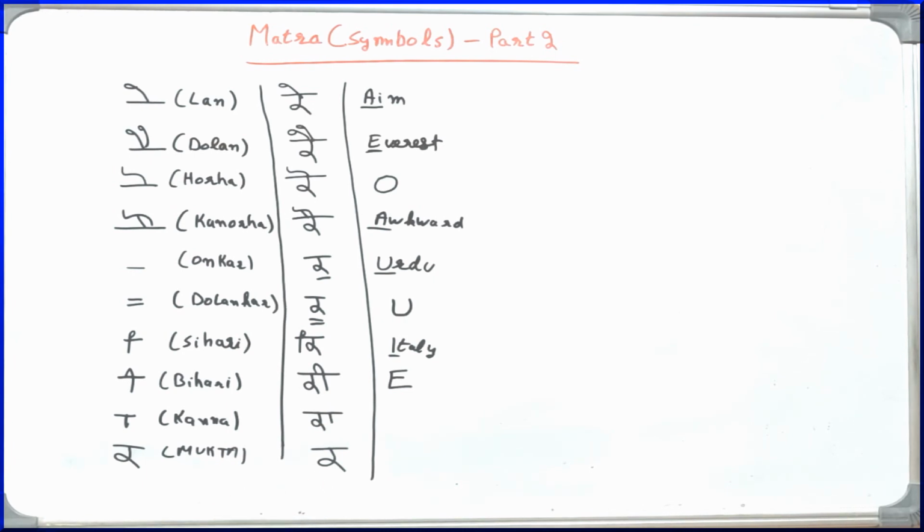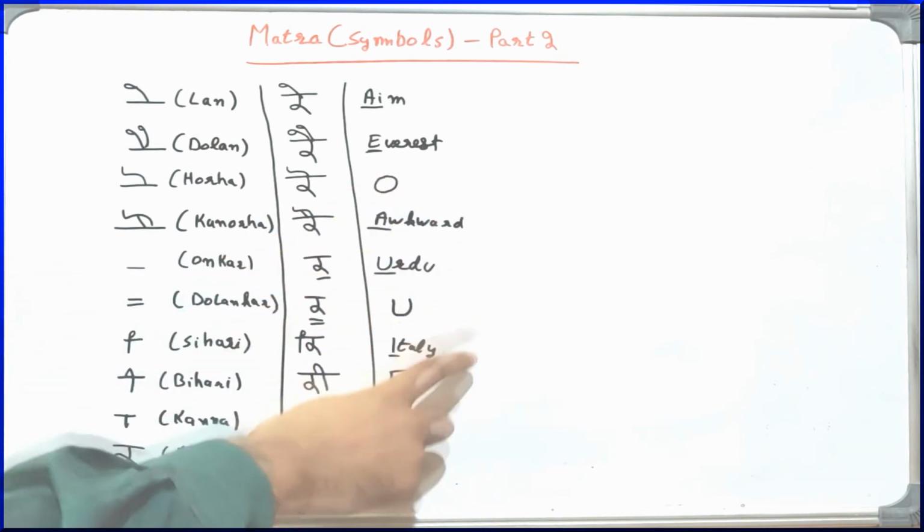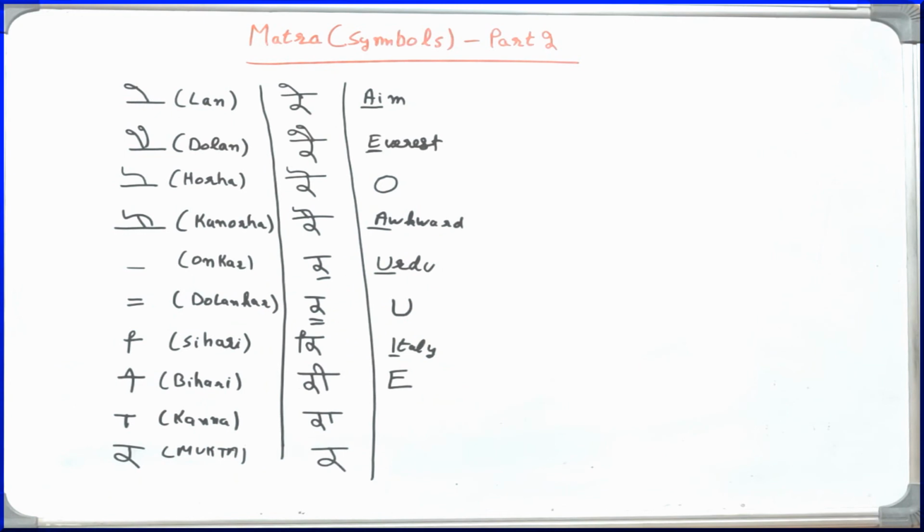This is the easiest one so far. Hora is also easy. It is very easy to remember, and Bihari is also very easy to remember. In Hora, you have to add the sound of O, and in Bihari, you have to add the sound of E.